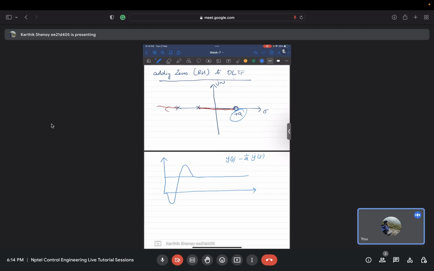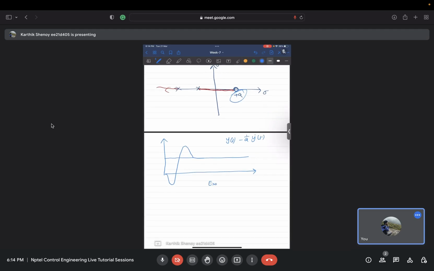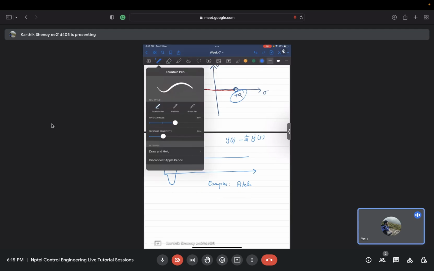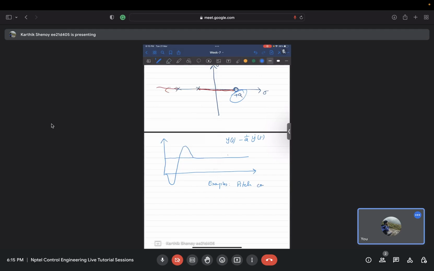This type of behavior, I'll give an example: pitch control of an aeroplane. If the pilot commands it to go up, there will be a small dip and then it will go, usually, correct? It won't be straight like this, okay? This is for an aeroplane with fixed wings, not a quadrotor or things like that, so pitch control of airplanes.